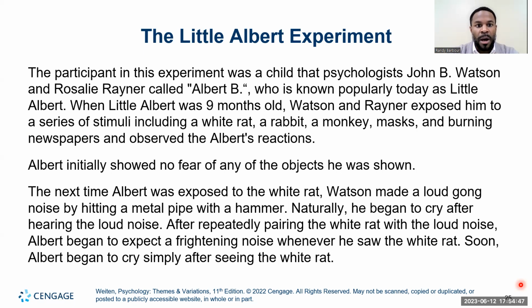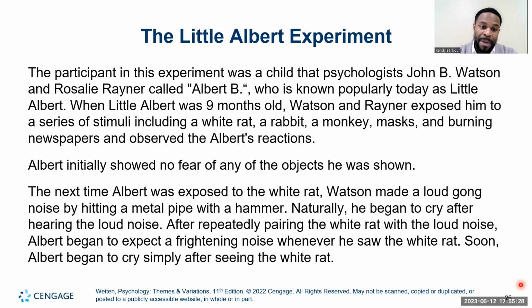Okay, so this is the Little Albert experiment, and the participant in this experiment was a child that psychologists John B. Watson and Rosalie Rayner, who were actually married, called Albert B., and who is known popularly today as Little Albert. When Little Albert was about 9 months old, Watson and Rayner exposed him to a series of stimuli, including a white rat, a rabbit, a monkey, masks, and burning newspapers, and observed Albert's reaction. Albert initially showed no fear of any of the objects he was shown.